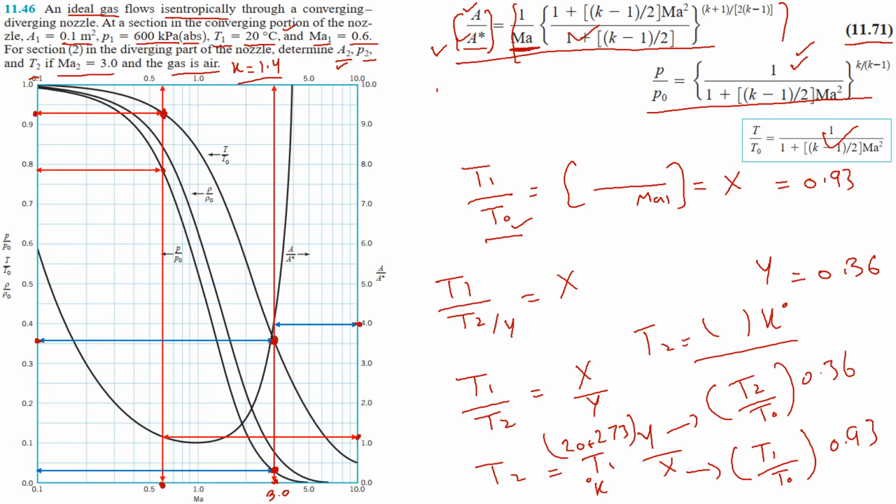So now our problem is solved. We have established an equation for A2, P2 and T2, and by putting in the corresponding values, you can find these values by yourself.